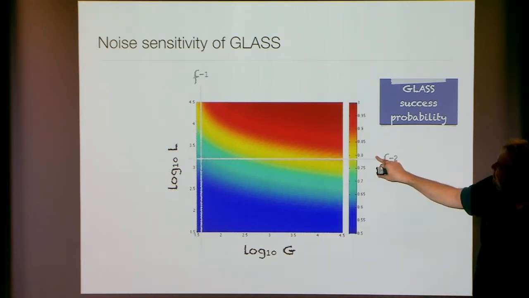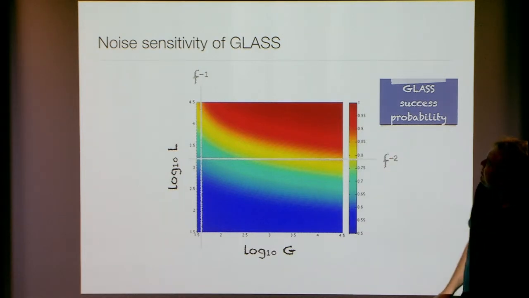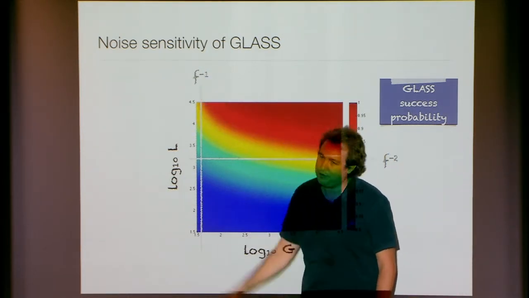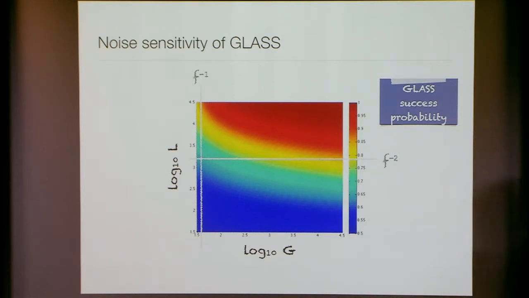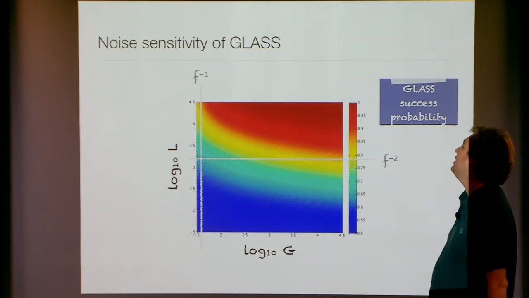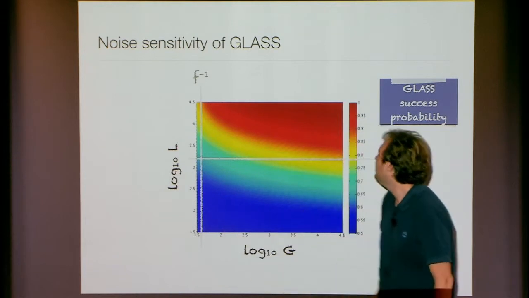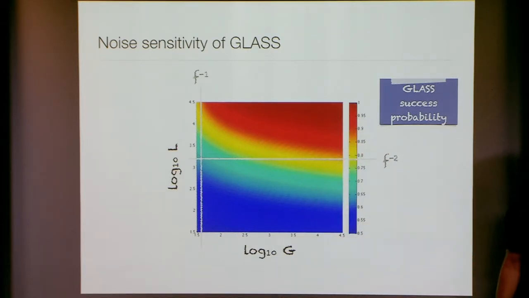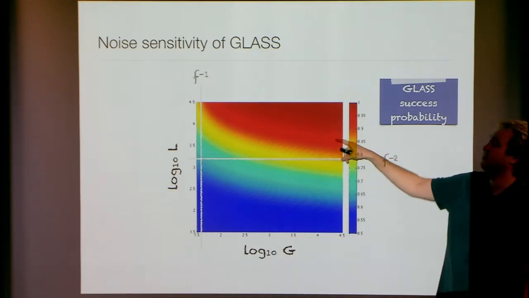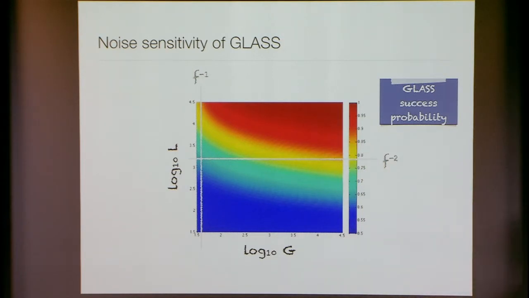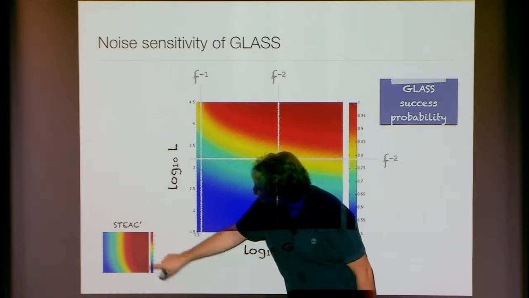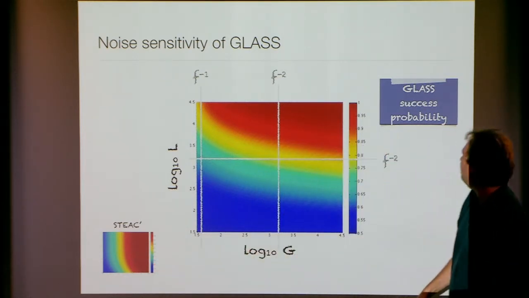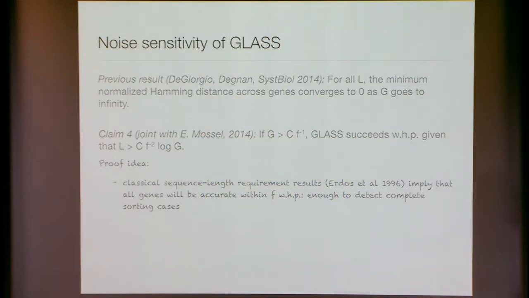And if I plot how it corresponds to f, well, first of all, I know what the answer is in this limit. For GLASS, we said it takes of the order of 1 over f to see at least one coalescence in that short branch, in order to be able to detect it with the true coalescent times. So this is the limit over there, and you can see that it goes there. In general, what you need is of the order of f to the minus 2 sequence length in order to succeed with some reasonable probability. We can prove this, and this is how it compares to the STAKE method. You can see it's a very different picture. I'll come back to the difference between them in a second.